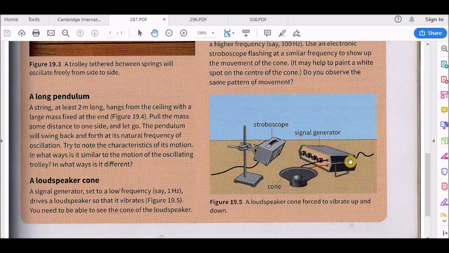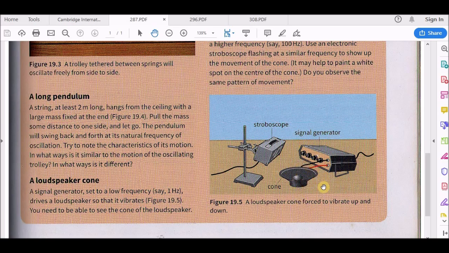We can give it a fixed frequency so that the frequency doesn't change. So if we set the frequency, for example, at 50 Hertz, this will keep on vibrating at 50 Hertz. It will not fluctuate. It will not become 40, 50, 80, 100. That means it will move back and forth with a frequency of 50 Hertz, 50 cycles per second, or 50 vibrations per second.